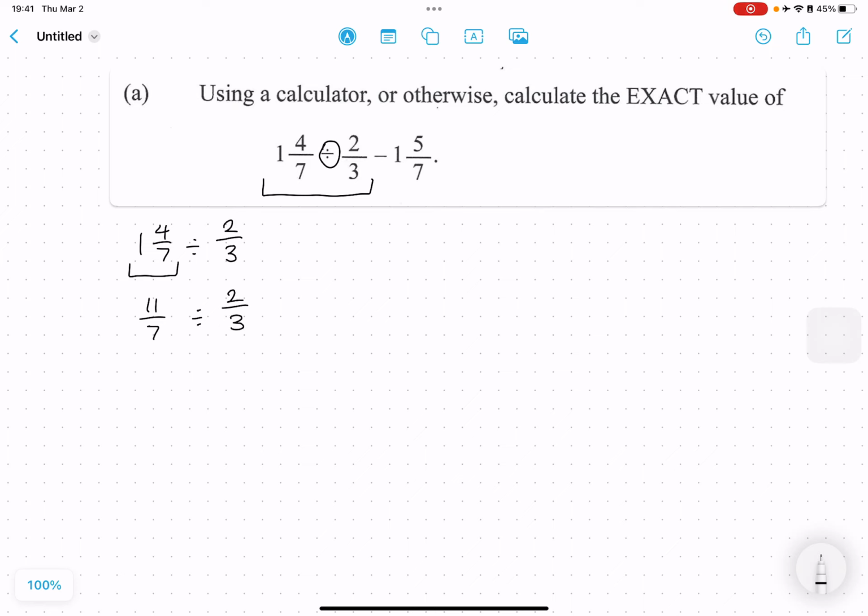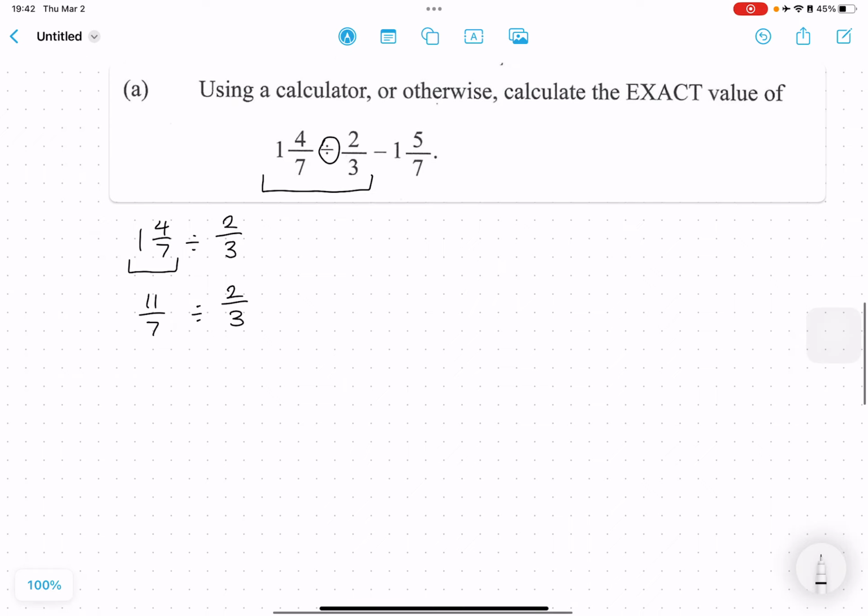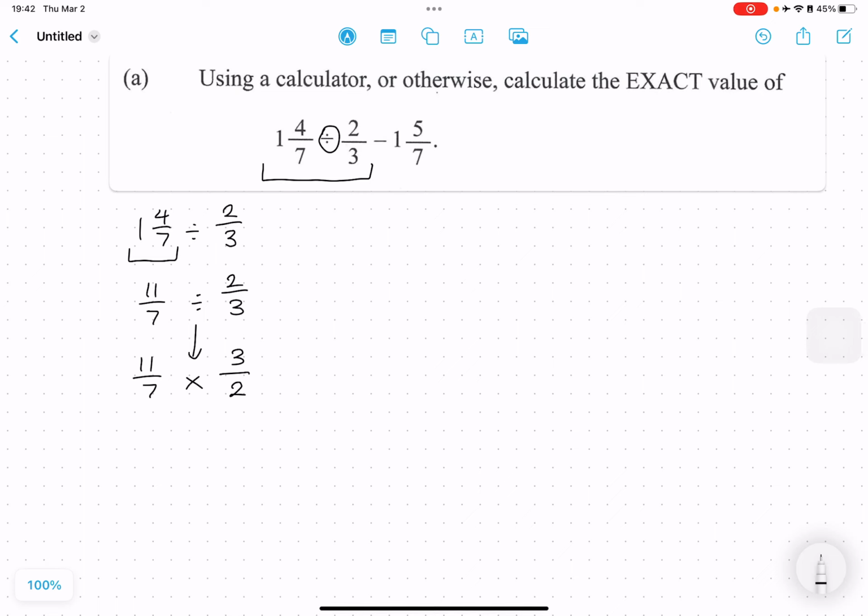Now, the rule is when dividing fractions, we do actually use the division sign. When dividing by a fraction, you change the division sign to a multiplication sign and then flip the fraction. So let's take a look at what we do here. This now becomes 11 over 7 multiplied by 3 over 2. We change the division sign to a multiplication sign, and then we flip the 2/3 into 3 over 2. All right, and this now becomes 33 over 14, and that's the first half.